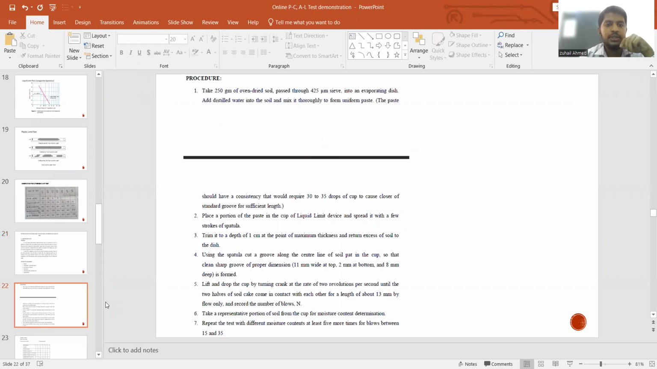When you consider the procedure, you want to take 250 grams of oven-dried soil sample. Okay, we have oven-dried soil sample. You want to take 250 grams which passes through the 425 micrometer sieve. Okay, 0.425 millimeter sieve you want to use, and the soil that passes through that particular sieve, you want to take 250 grams. Okay.